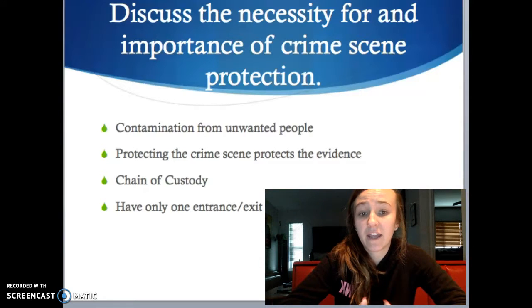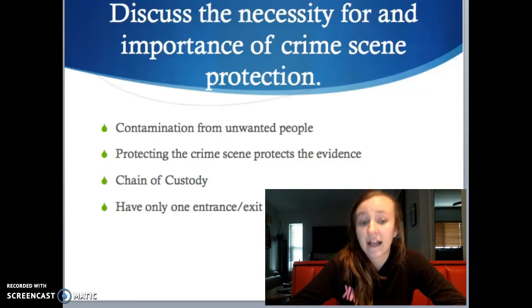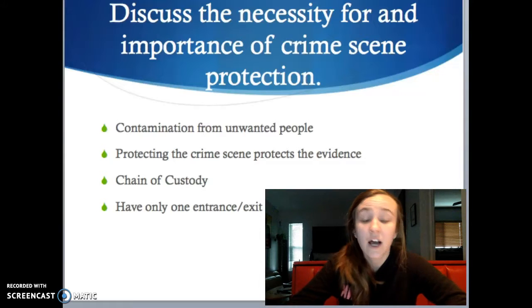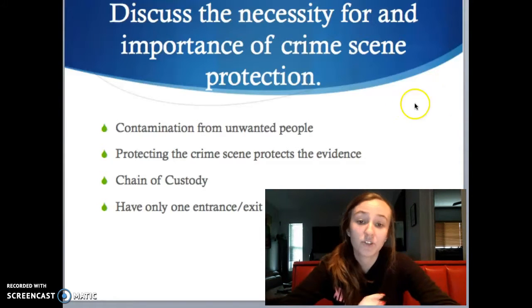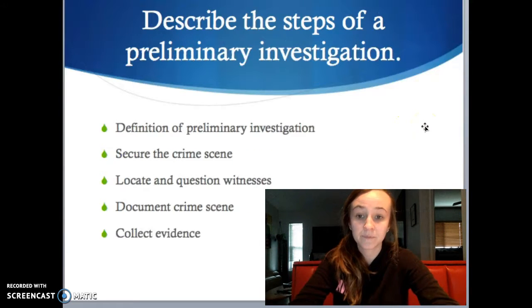Another thing that would be helpful is to have a log that has everybody's name, their rank, the reason that they were there in the first place, and what time they left, to help show in the trial everybody that had come in and out of the crime scene.